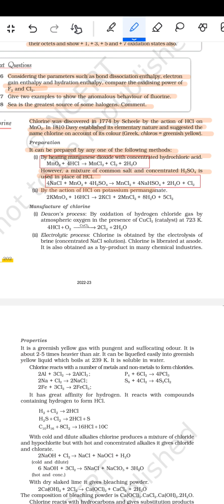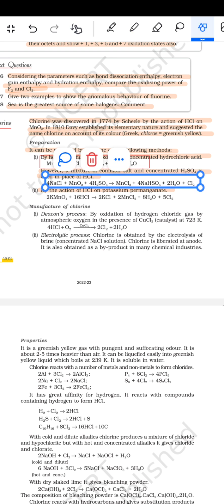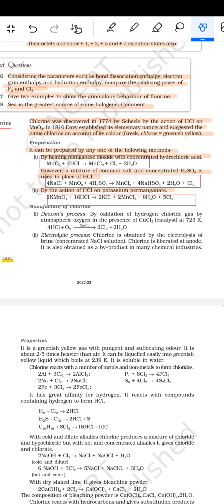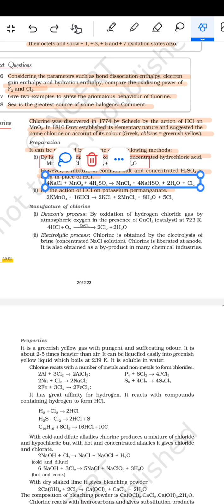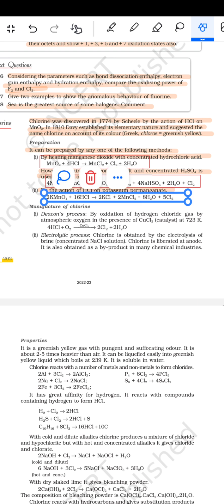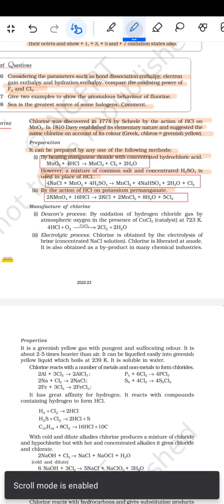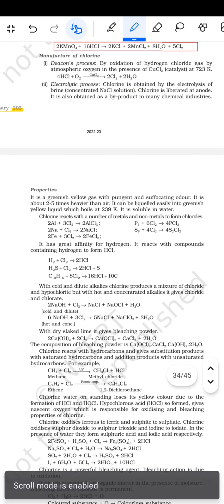उसके बाद फिर आता है कि by the action of HCl on potassium permanganate, जैसे KMnO4 plus HCl gives KCl plus MnCl2 plus H2O plus Cl2 मिल जाएगा.